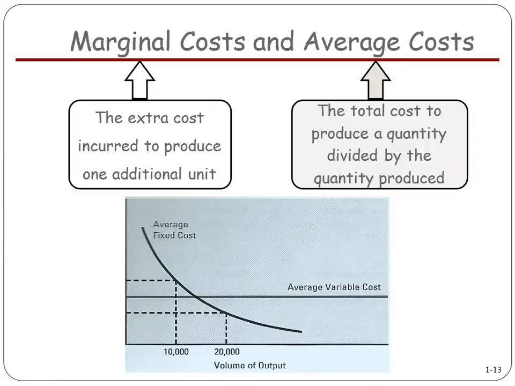Okay, a few other cost definitions for us to work with. Marginal cost versus average cost. The marginal cost is the extra cost to produce one additional unit. So the marginal cost is usually just the variable cost, because you've already paid the fixed cost. The average cost is the total cost to produce all units divided by the number of units, and that's your average cost per unit.